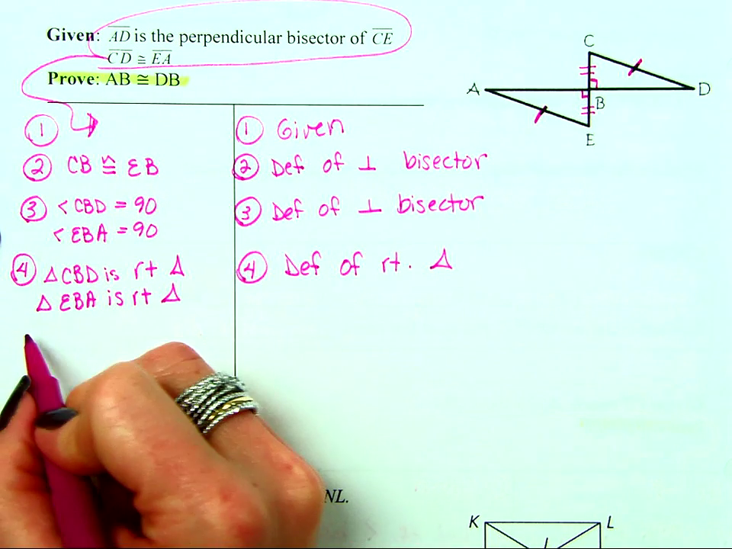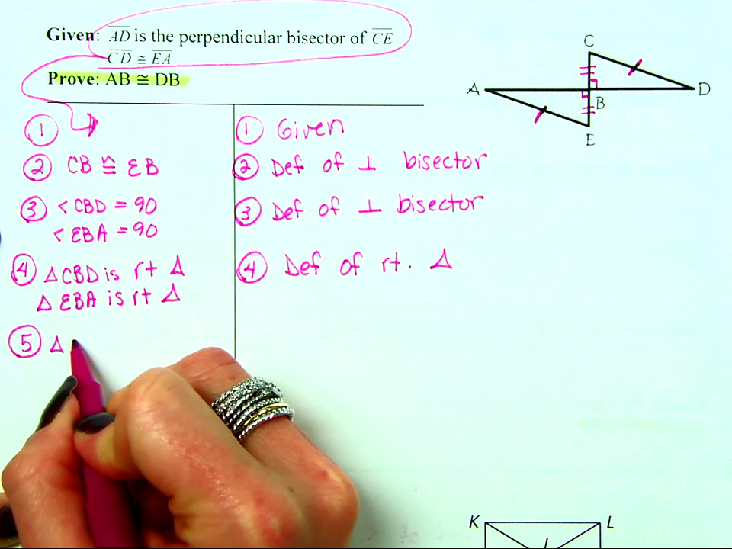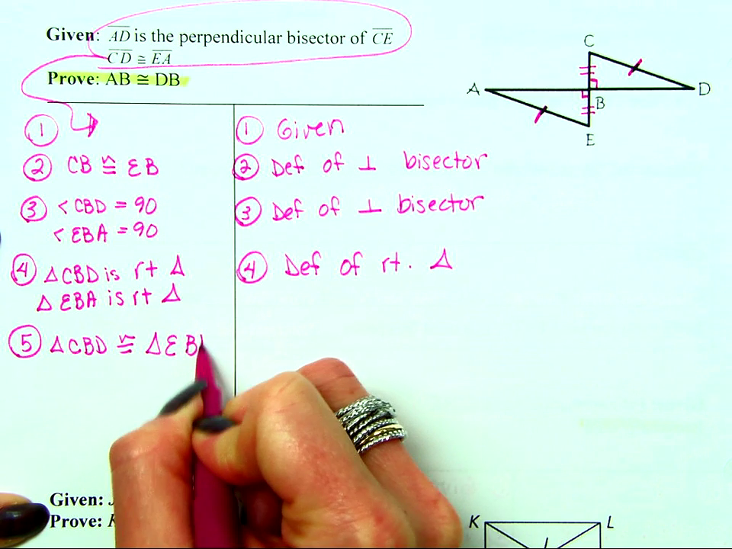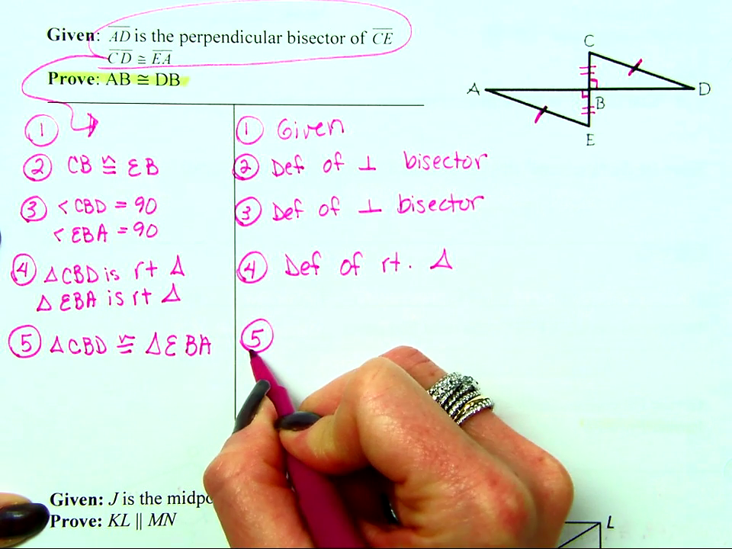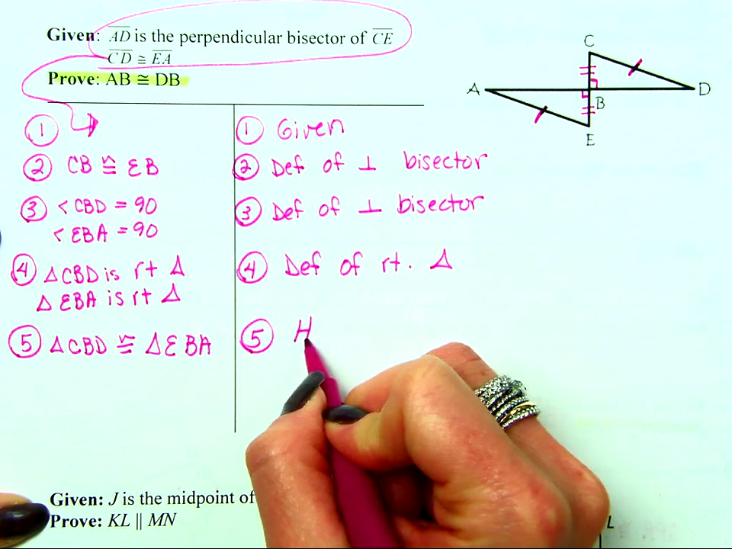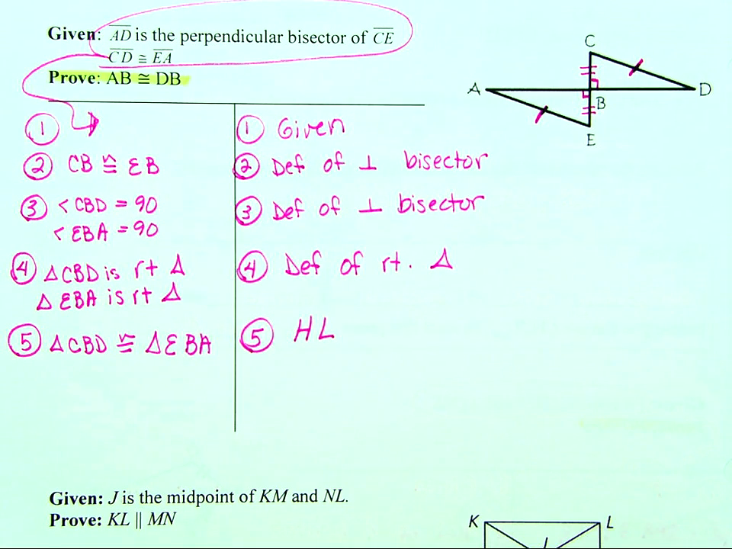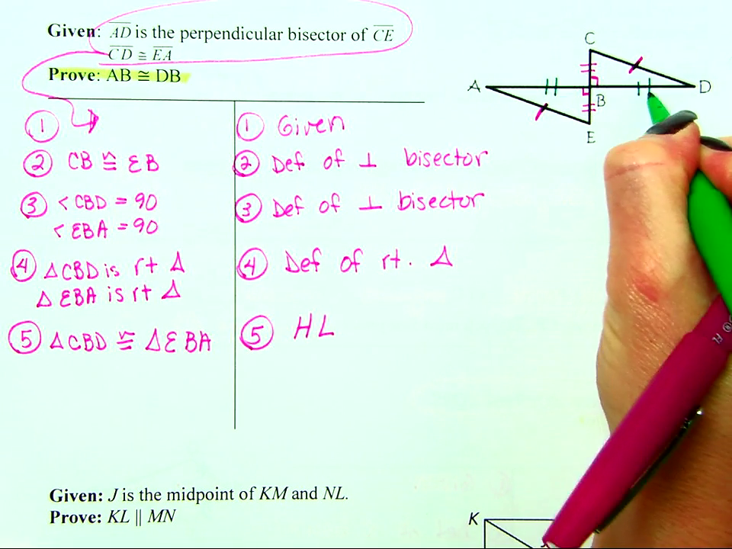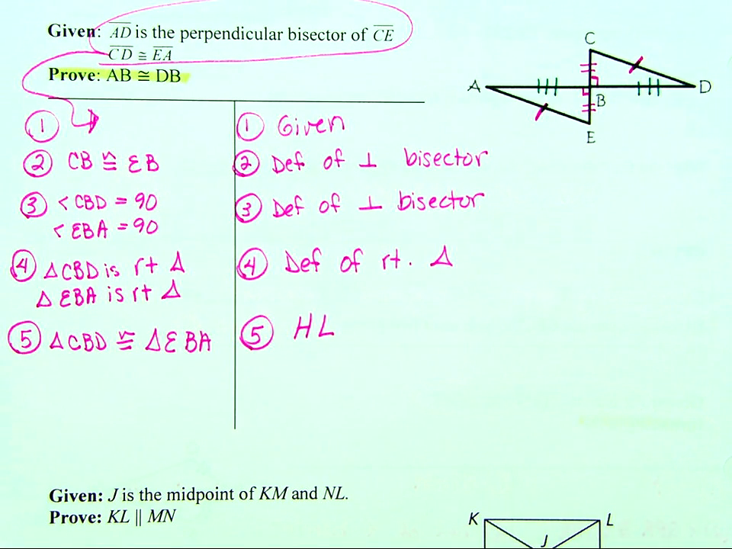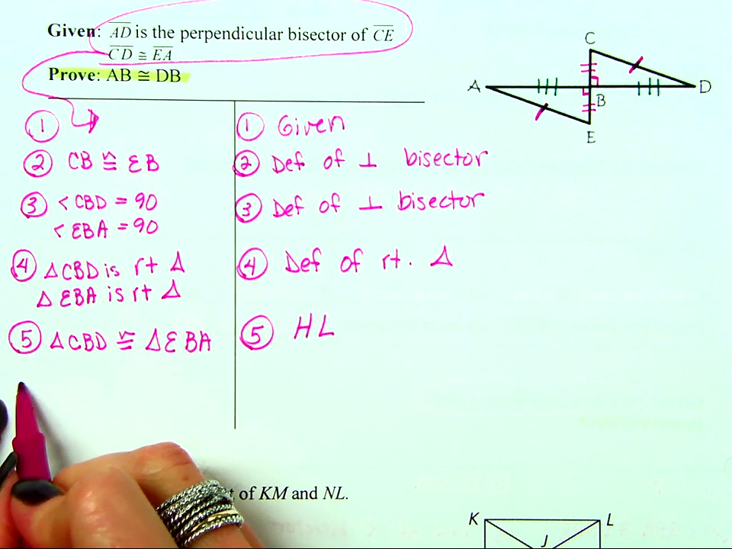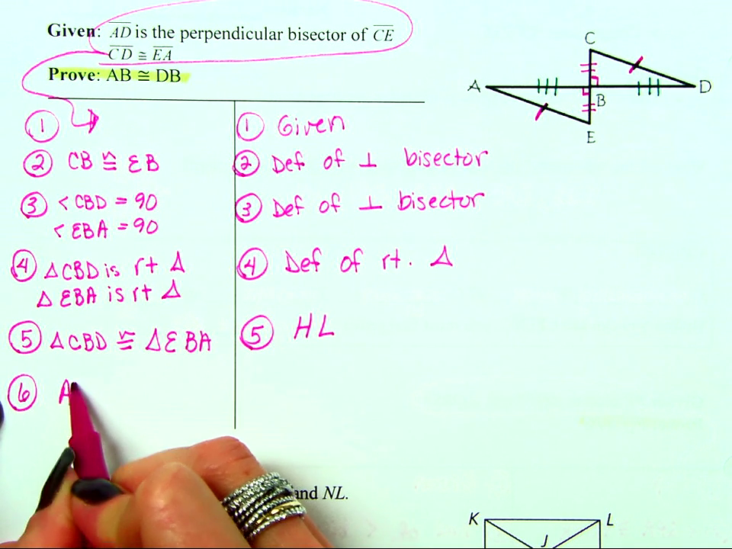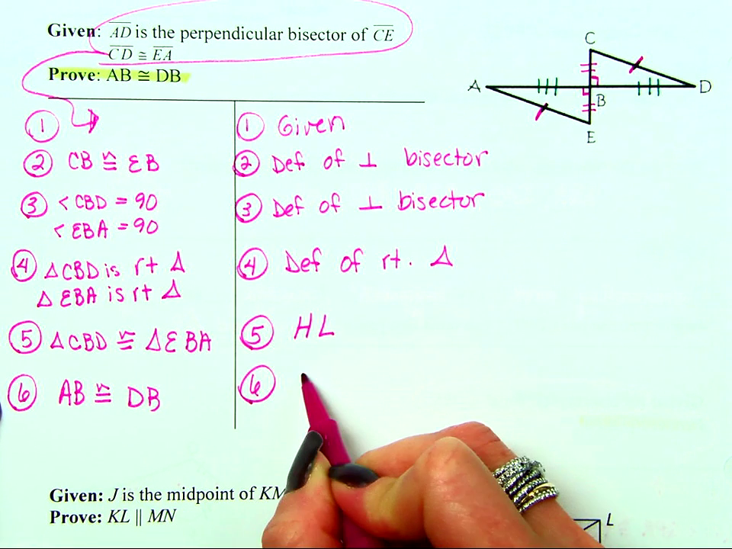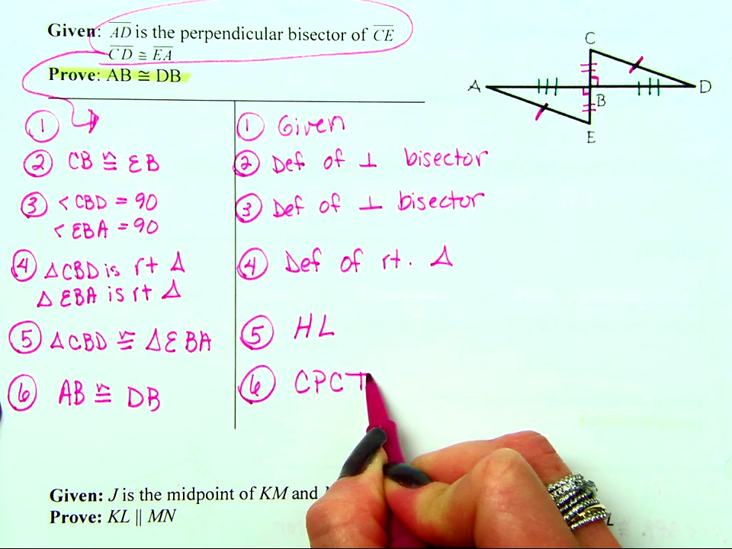Once that's stated, now I may say triangle CBD is congruent to triangle EBA. What shortcut? Well, we're going to use hypotenuse leg. And in the end, if I have those two triangles congruent, then my segment AB and my segment DB have to be the same. Therefore, AB must be congruent to DB. How do we know that? Well, the corresponding parts of congruent triangles are congruent.